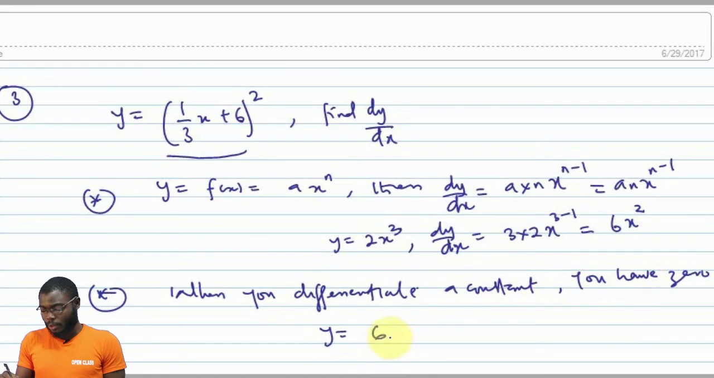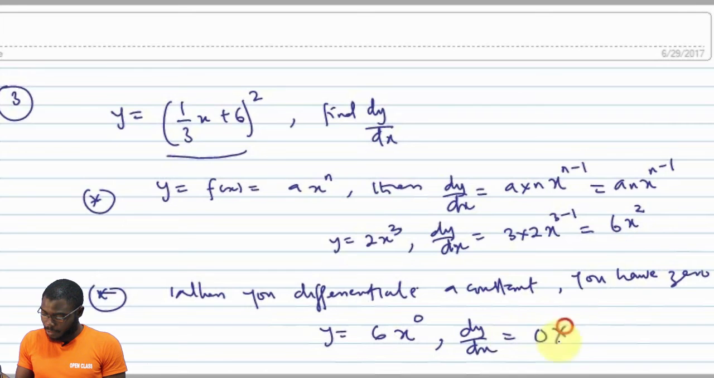Okay, 6 is a constant, and why is it equal to 0? 6 also has an x beside it. It's just that the x it's having beside it has a power of 0, because any number raised to power 0, apart from 0, is equal to what? 1. So now if you are differentiating this, your dy dx will be equal to 0 times 6.